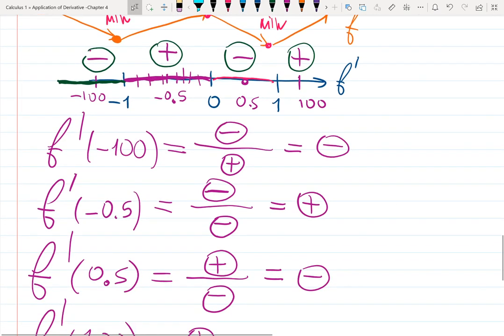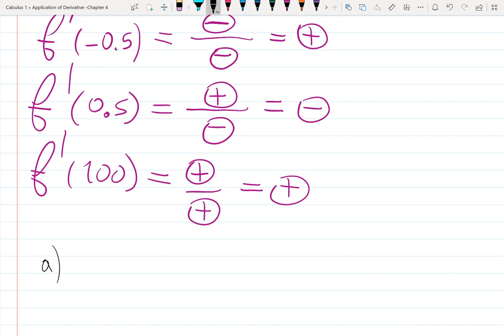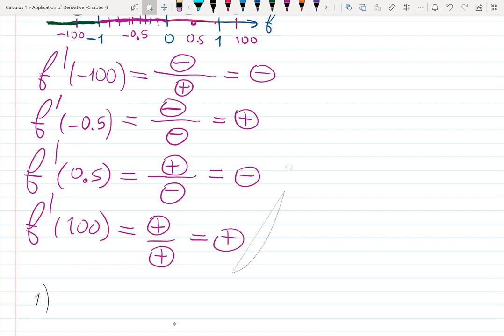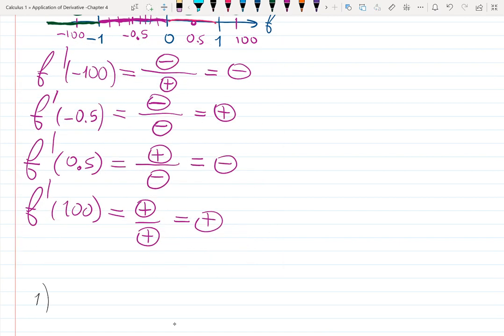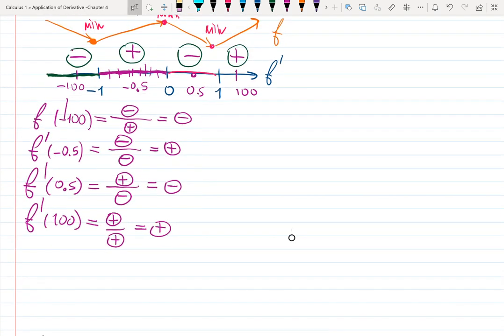So now we can answer both questions at the same time. The first one, number 1, asked me to find intervals where the function is increasing and the function is decreasing. So here's what I'm going to do. I'm going to look at the graph or the sign line for the first derivative I just created and read the answer.